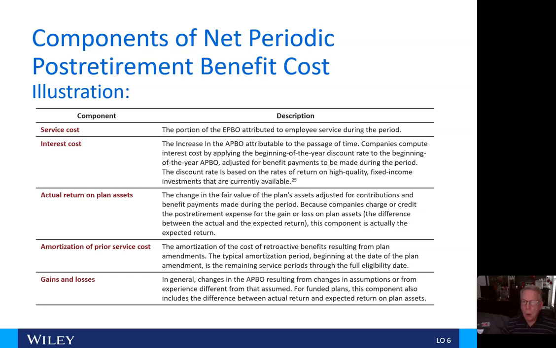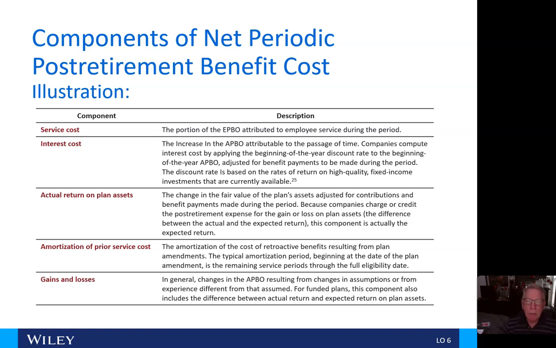Okay, so components of net periodic post-retirement benefit costs. Here we have service cost. That's the portion of the EPBO attributed to employee service during the period. Interest cost, the increase in APBO attributed to the passage of time. Companies compute interest cost by applying the beginning of the year discount rate to the beginning of the year APBO, adjusted for benefit payments to be made during the period.